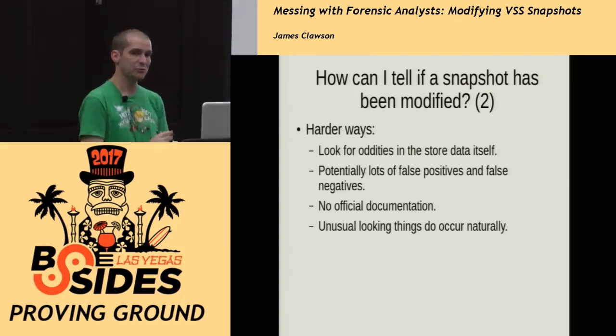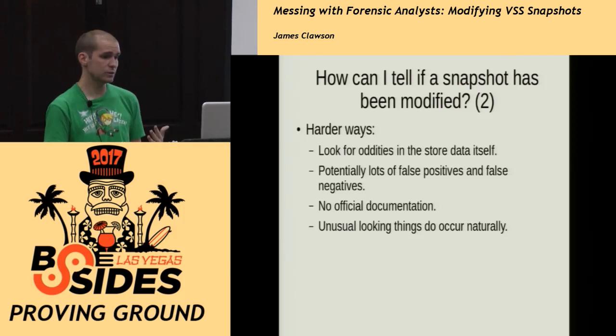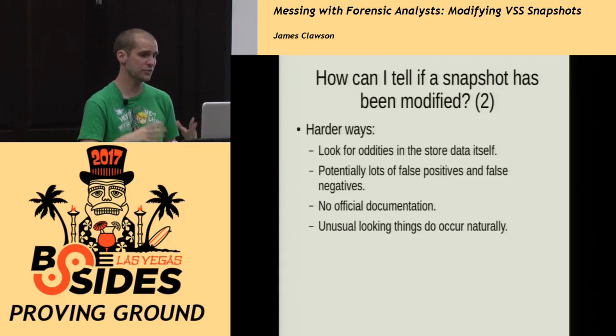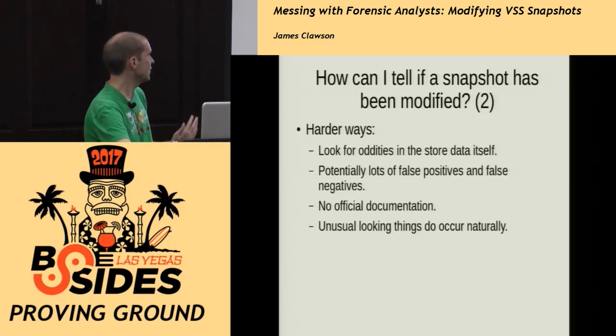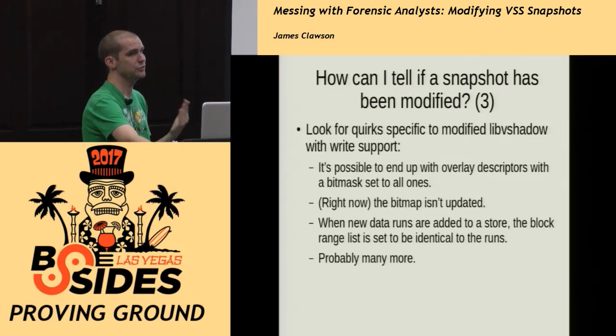What it really comes down to is Windows does some funky things when it's writing to snapshots, libvshadow does some funky things when it's reading from snapshots, and my modifications to libvshadow do some funky things when it's writing to snapshots, and those funky things don't always line up. So this is definitely a lot harder. If you are curious, you can look through the code, you can look through documentation on it, and there will definitely be more details.